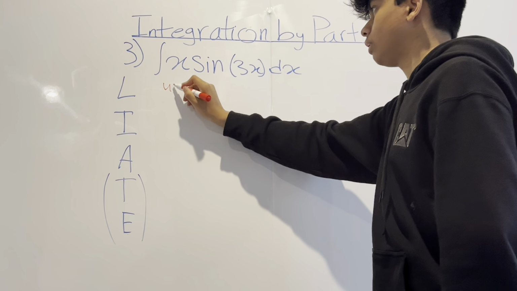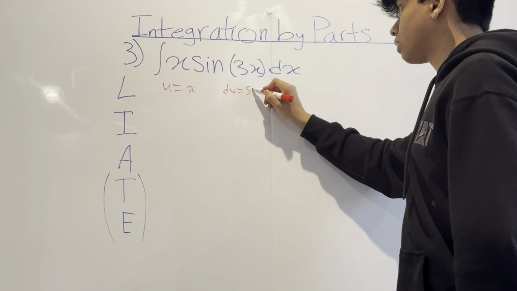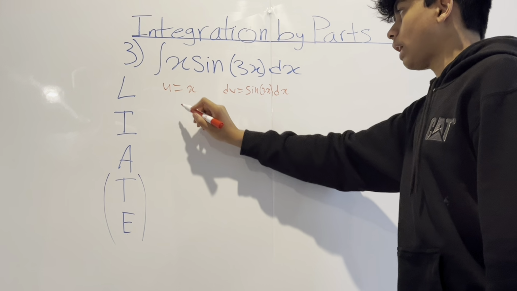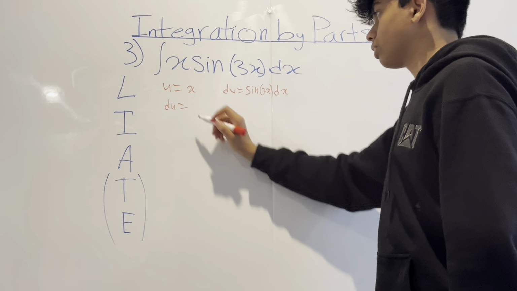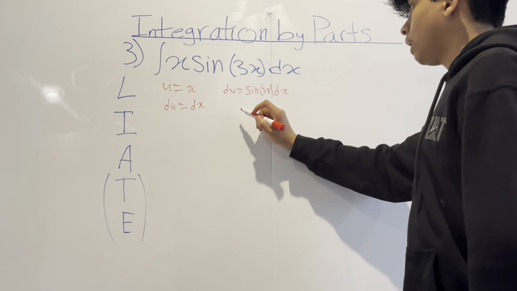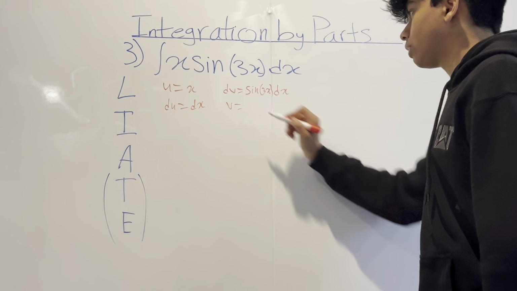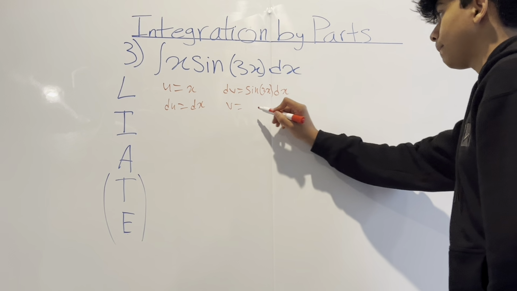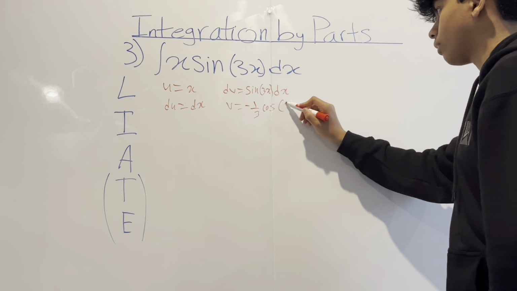Okay, so u equals x, dv equals sine 3x dx, and we're going to differentiate u, so du is equal to, again, the derivative of x is just 1, so dx. And the integral of dv, which is sine of 3x, so v is equal to, when you integrate sine of 3x, just going to be negative 1 over 3 cosine 3x.